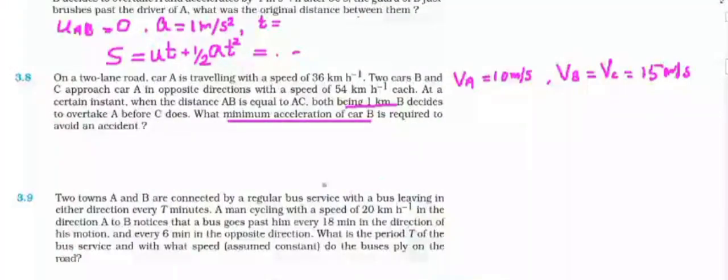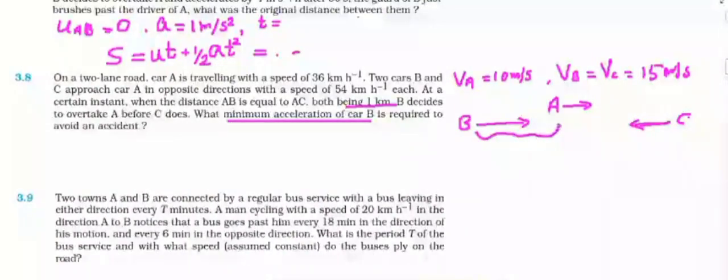That is the question. So the situation we can draw in the form of a diagram. Let A travel in this direction and assume that B follows. Then C is traveling in the opposite direction. Now between A and B, the distance is 1 kilometer, which means 1000 meter. And between A and C also the same distance, that is 1000 meter.